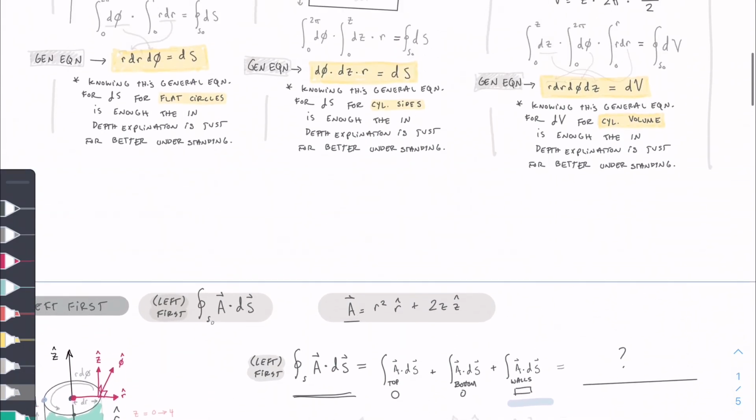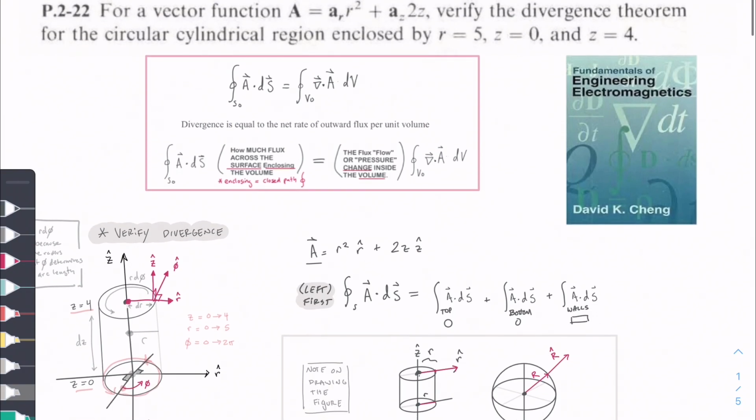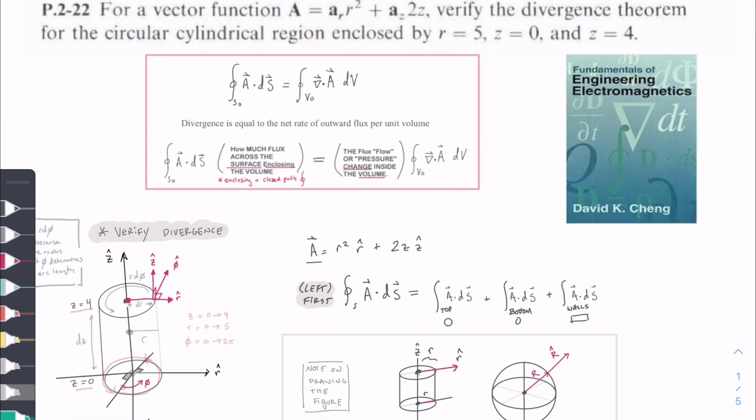Looking back at the general equation, what we're doing next is we're going to look at this del dot A, then we're going to multiply by the dV, and then figure out the bounds for the volume. Okay, so let's go ahead and just get started with that guy.